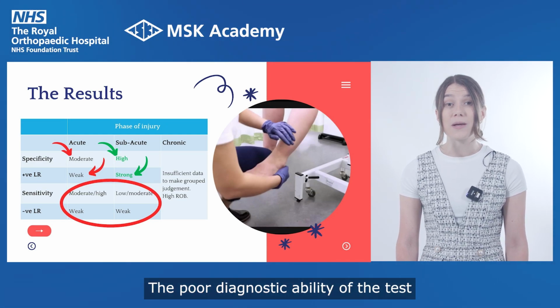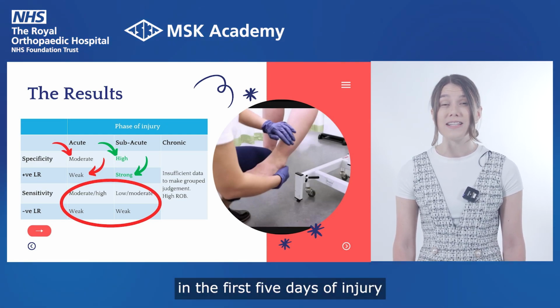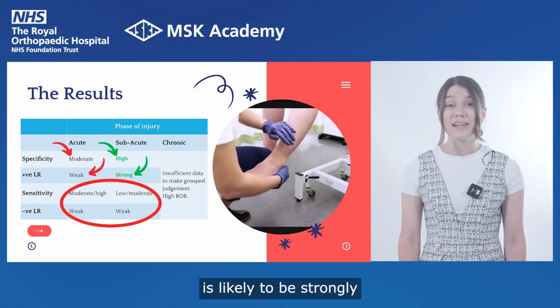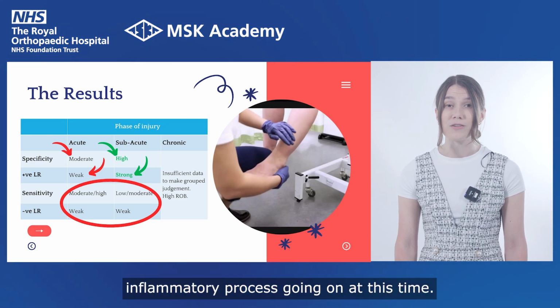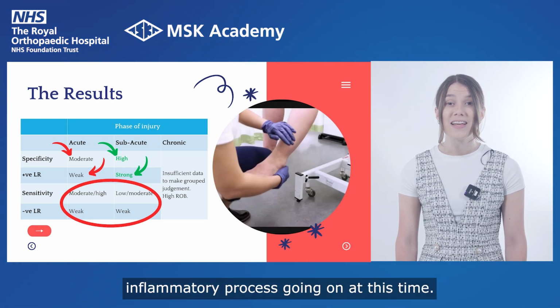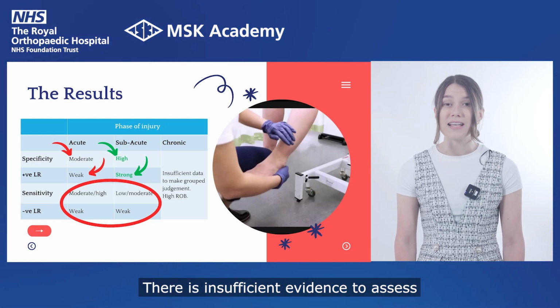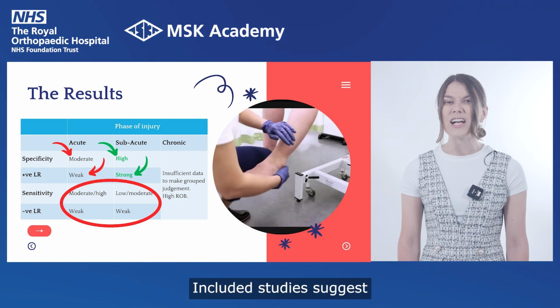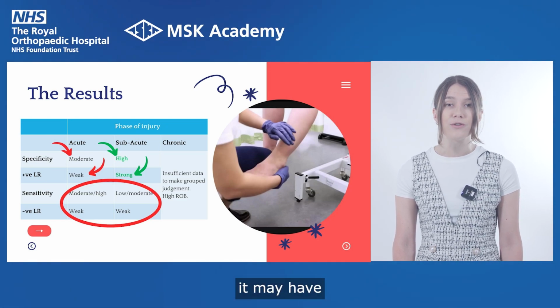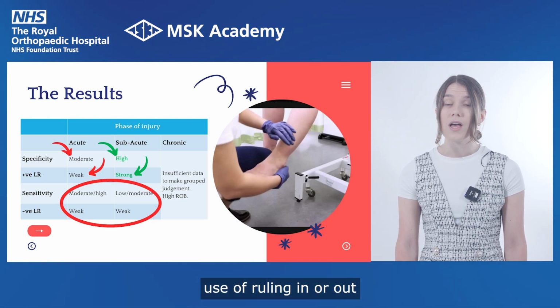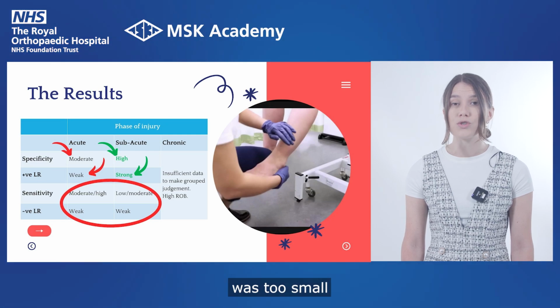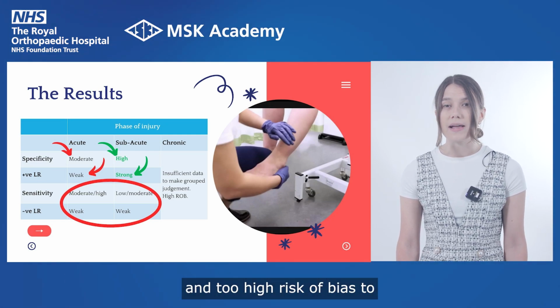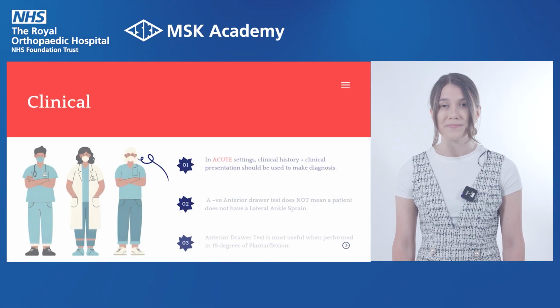The poor diagnostic ability of the test in the first 5 days of injury is likely to be strongly associated with the acute inflammatory process going on at this time. There is insufficient evidence to assess the use of the anterior drawer test in the chronic phase of injury. Included studies suggest it may have use at ruling injury both in and out, but unfortunately the data pool was too small and too high risk of bias to use within clinical judgment.